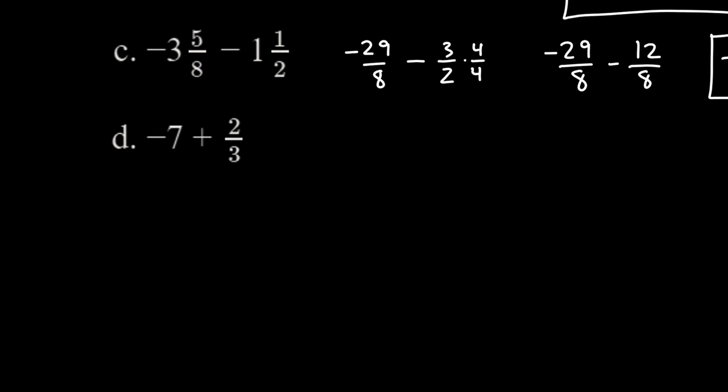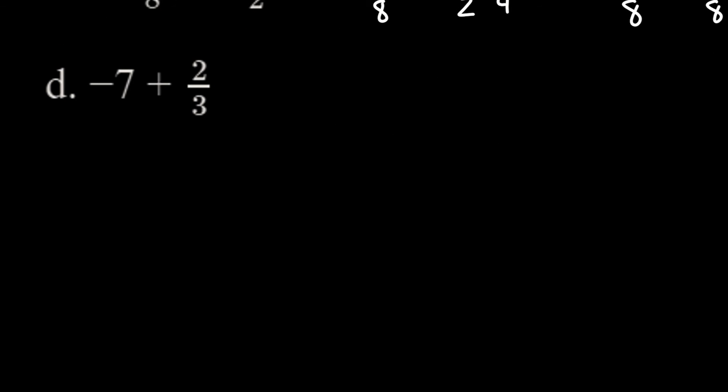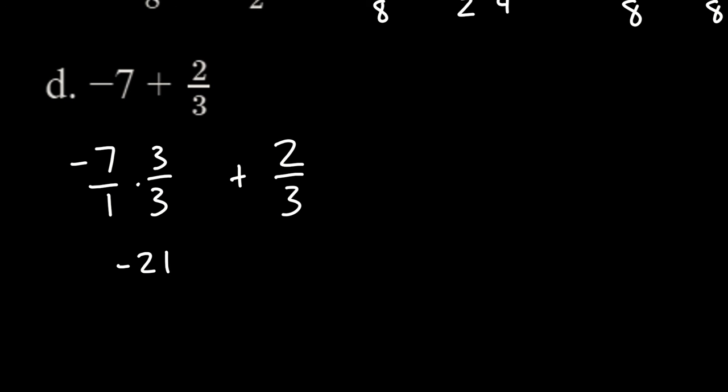And then our last question, D, is a -7, and we have to add to that 2/3. So what I'm going to do with this, I'm going to write the -7 over 1, and I know that I'm going to have to multiply that by something so that I can add these two fractions. And what I'm going to do is multiply by the number 1. Why? Because I can't change -7. I want -7 to stay -7, right? But when I multiply it by the number 1, 3 over 3, this becomes -21 over 3.